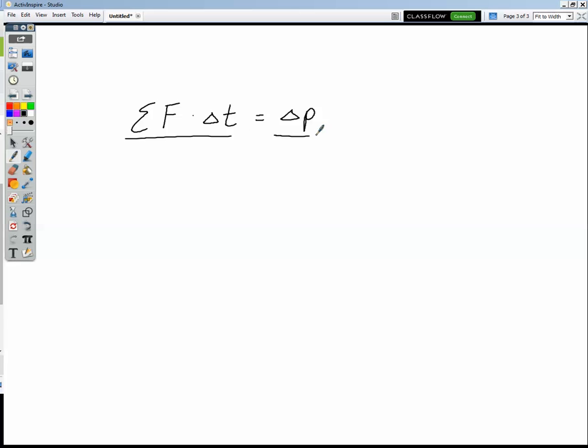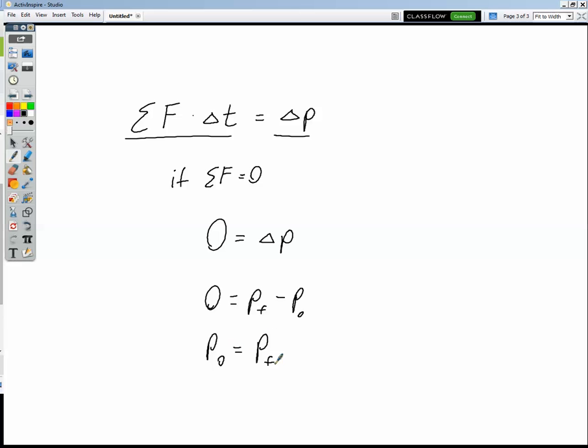Well, under very special circumstances, the left-hand side becomes 0. And that happens when the net force acting on the system is 0. So if the net force acting on the system is 0, then we get something very special happening. If the net force on the system is 0, then we get 0 is equal to the change in momentum, which is p final minus p initial, which, simplifying, we have initial momentum is equal to the final momentum. All right, so this is called conservation of linear momentum.